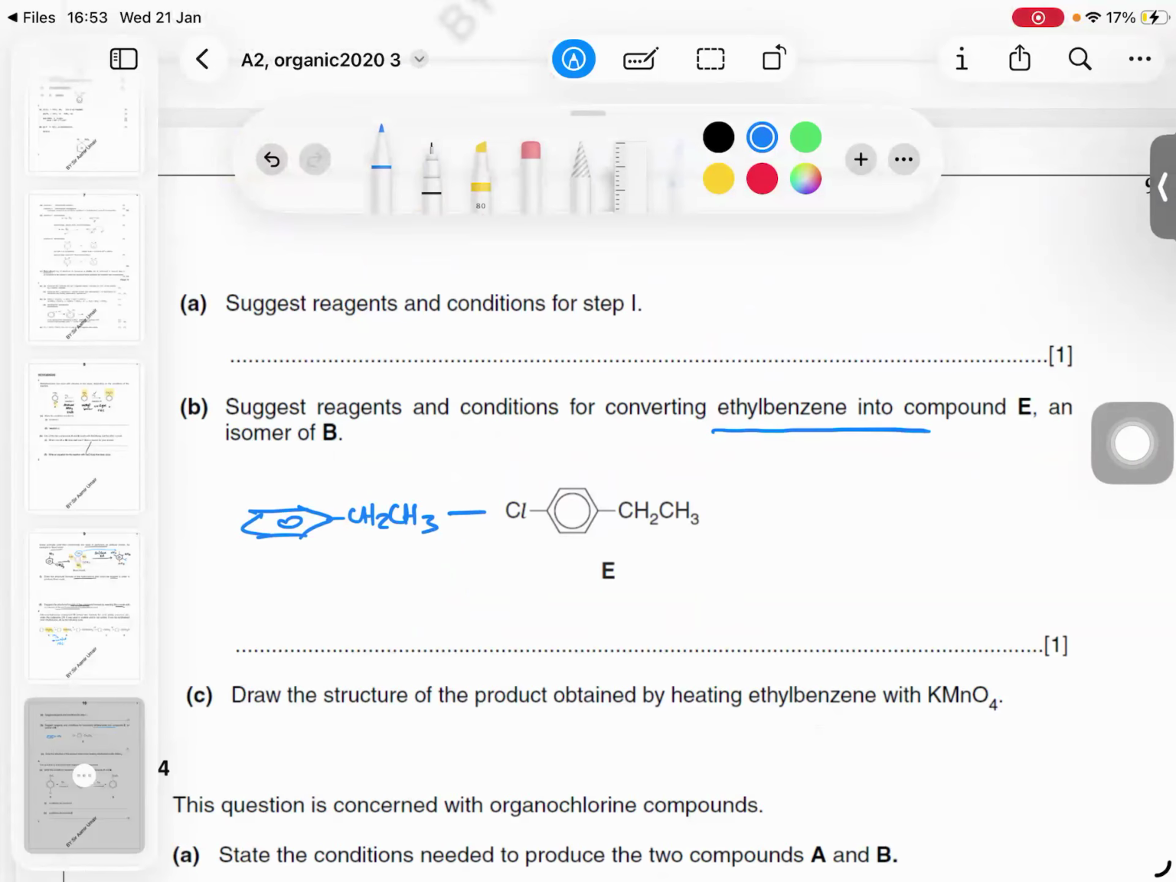Yes, go ahead. So we need darkness and yes, we can see clearly there is an electrophilic substitution reaction taking place. One of the hydrogens on this is replaced. So this is AlCl3, Cl2, and darkness.